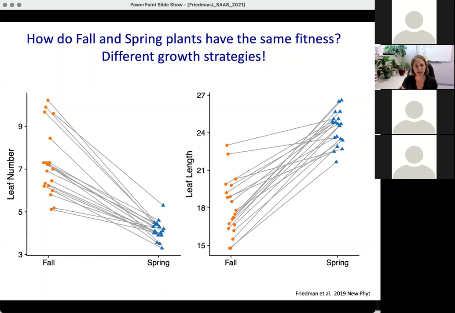And so what we think is happening is that the spring plants germinate later and have to rapidly transition to flowering. And so instead of investing in new leaves, they're using the fewer leaves they have and just making them bigger. And that may allow them to photosynthesize at an almost equivalent rate and have the same resources to invest in flower. So these are different growth strategies within a single population.